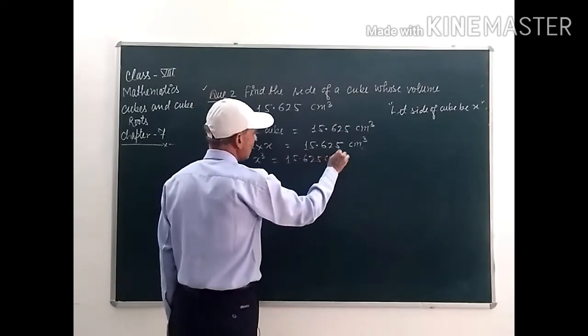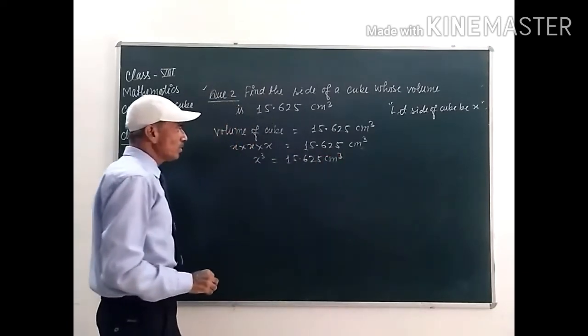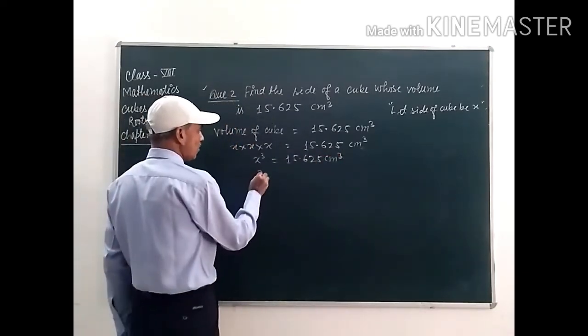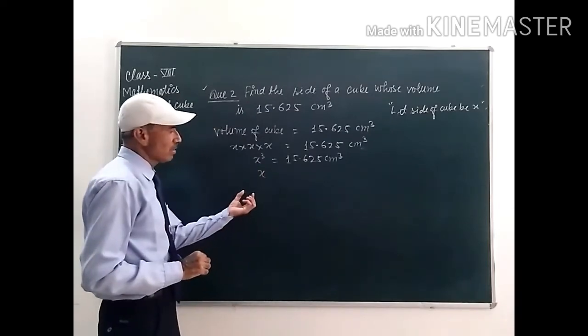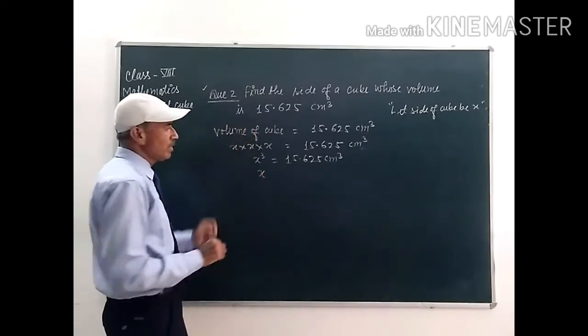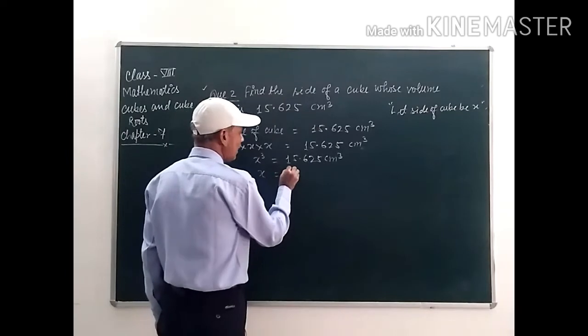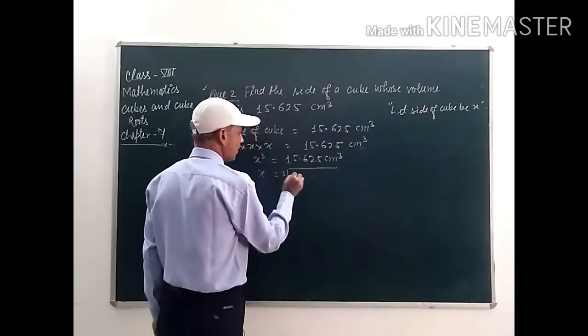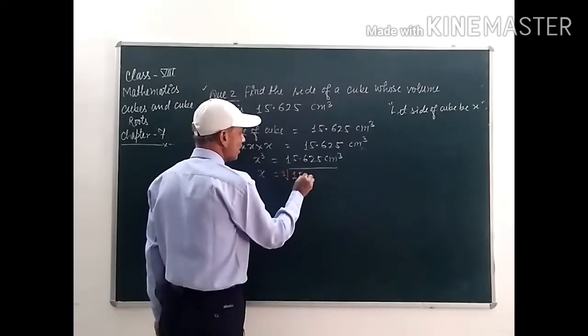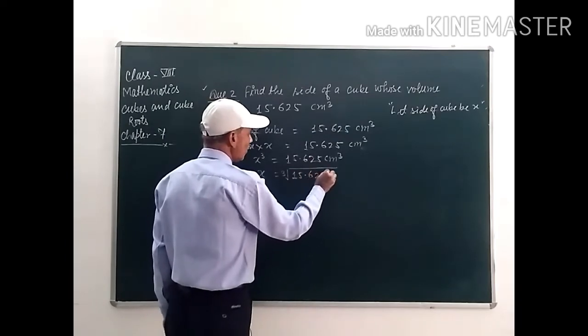15.625 cm cube. Okay students, now you have to find out x, value of x. You have to find out the side of the cube, that will be cube root of 15.625.